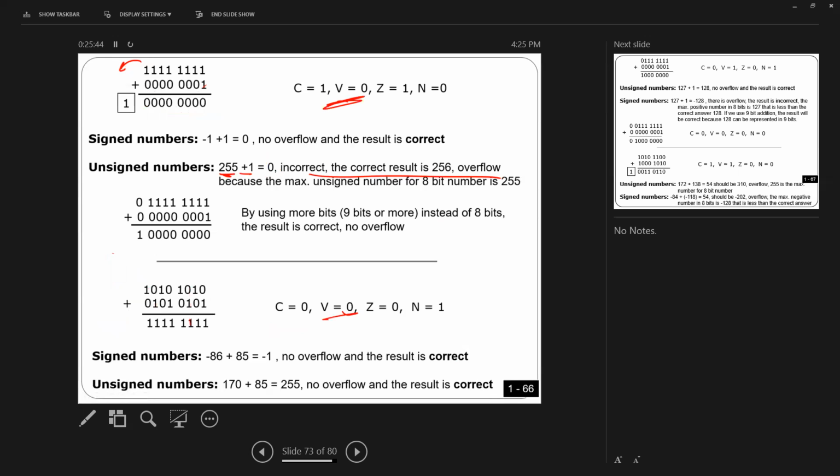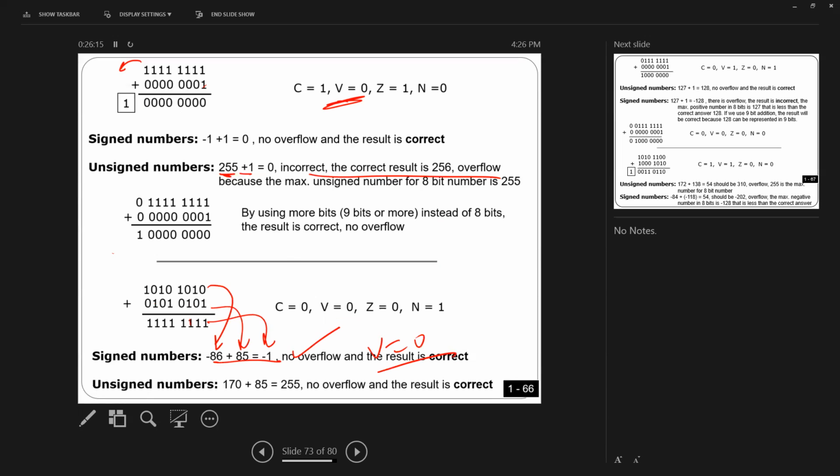Again, you can use the same difficult way I explained to you, but I don't recommend it. For example, here, this number should be negative 86. This number is positive 85, and this number is negative 1. So the answer is correct. So the V flag should be 0. Again, I do not recommend this way because you are going to spend much time on the conversion, and there is an easier approach.